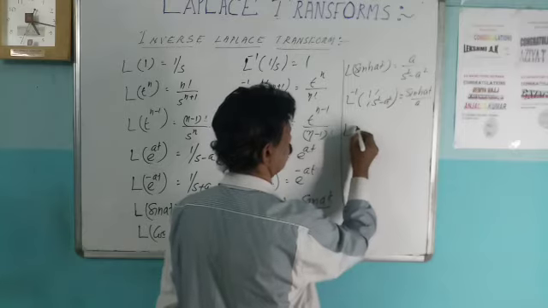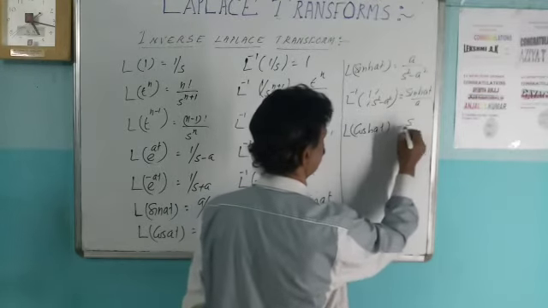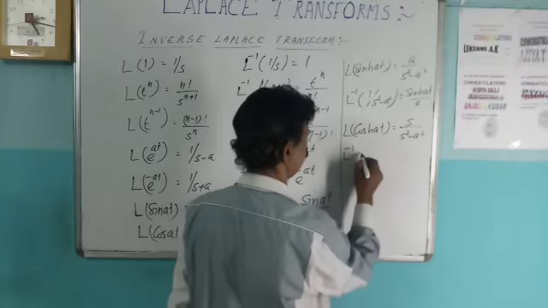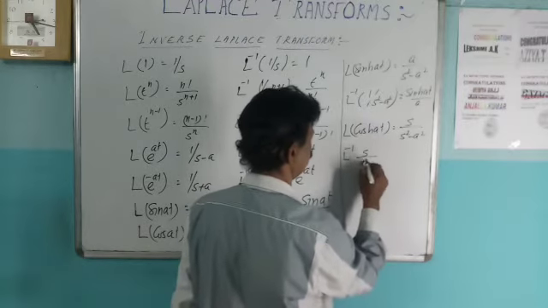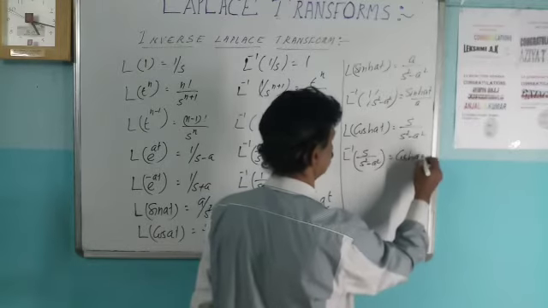And again, Laplace of cosh at equal to s divided by s square minus a square. Then Laplace inverse of s divided by s square minus a square equal to cosh at.